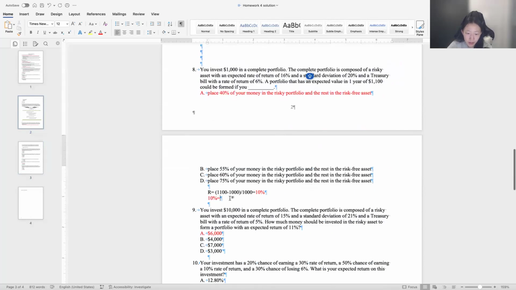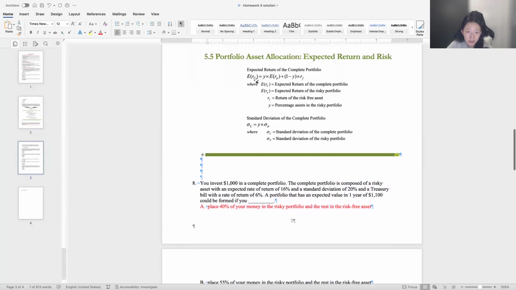So we're using y times the risky return plus 1 minus y times the risk-free rate here. Not 20% standard deviation, but the risk-free rate. So that basically mirrors this formula.